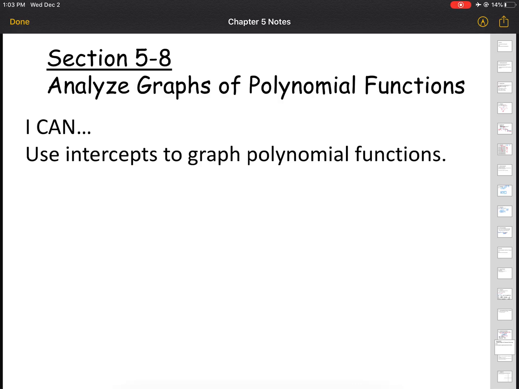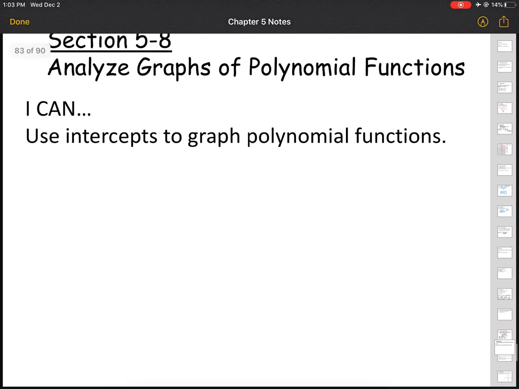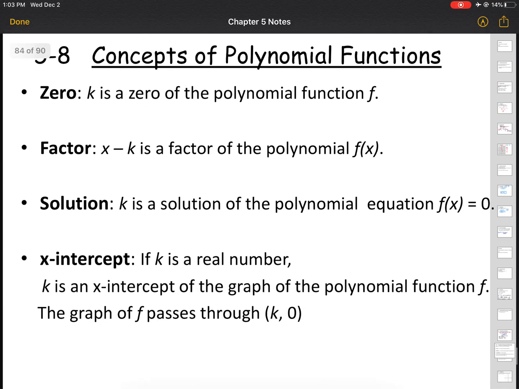Alright everyone, this is the last section of chapter 5. This is section 5.8. In this section our goal is to be able to use intercepts to graph polynomial functions. So some concepts of polynomial functions, we have that a 0 is a number k, and it's a 0 of a polynomial function f.